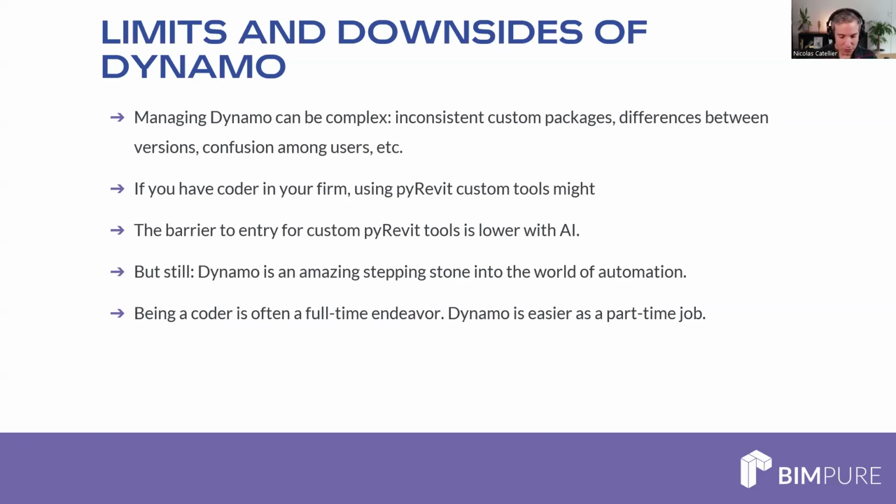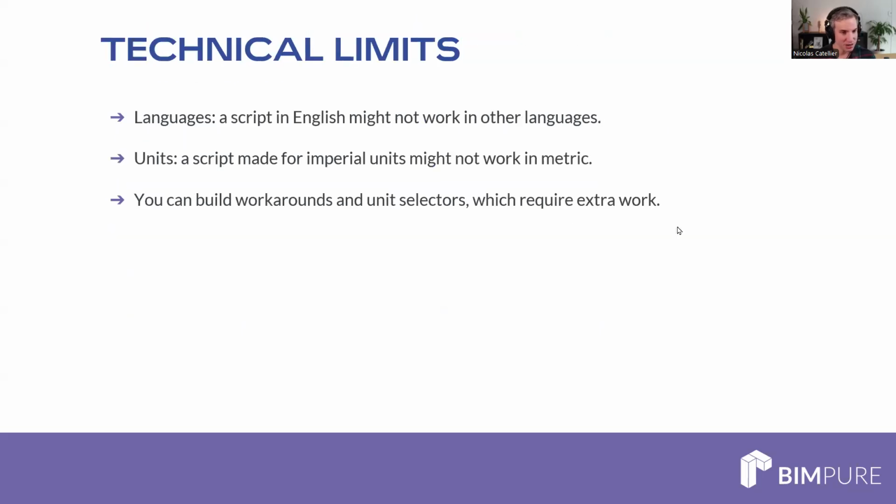So if you work in a big firm and there's a coder in your firm that knows C#, having your own custom tool can work great. Or it can be someone who knows Python and might use custom PyRevit tools. That's another way to go. And with PyRevit, with the advance of AI creating your own custom tools using code, the barrier to entry is not as big now. AI can help a lot generating some code. But still, despite all of these flaws and counterpoints, I still think that Dynamo is an amazing stepping stone into the world of automation. And being a coder is a full-time endeavor, while Dynamo is easier as a part-time job.